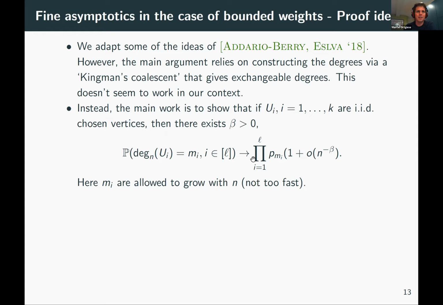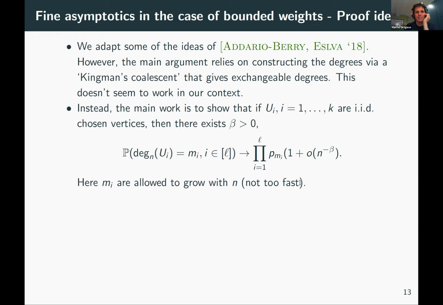The first thing we need to show is some sort of asymptotic independence. So if you take K uniformly chosen vertices and look at their degrees, you show that they're asymptotically independent. The really hard bit is showing that the error is controllable in some way, so it's a quantitative version of that. And we just do it by hand. It's a bit tedious, but it works.